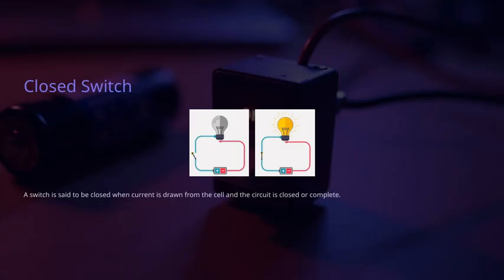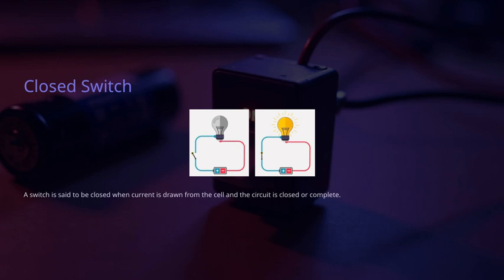Let's talk about what it means when a switch is closed. When we say a switch is closed, it means that current is able to flow from the cell through the circuit. Essentially, the circuit becomes complete or closed, allowing electricity to move freely. This is a key concept because, in electrical circuits, closing the switch is like opening a door for current. It enables the circuit to function.